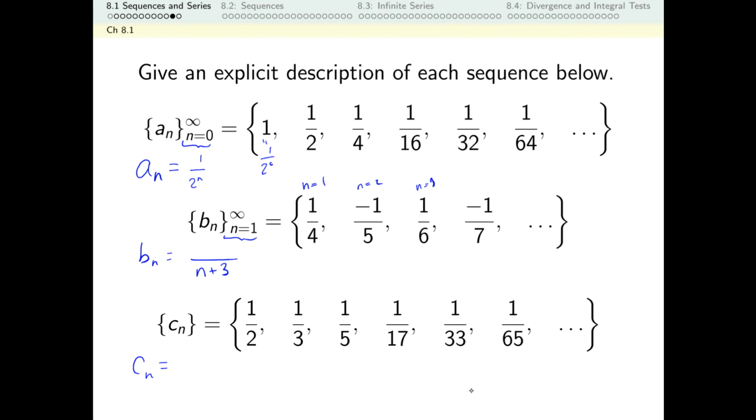The numerators have alternating signs, and the way we handle that is we take -1 to the n. -1 to the 1 is -1, -1 to the 2 is 1, -1 to the 3 is -1. I'm off by a negative, so I just add in an extra negative. This is a way to express B sub n. You can also write it like this, -1 to the n plus 1 divided by n plus 3.